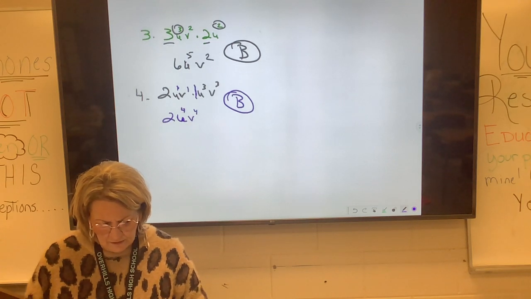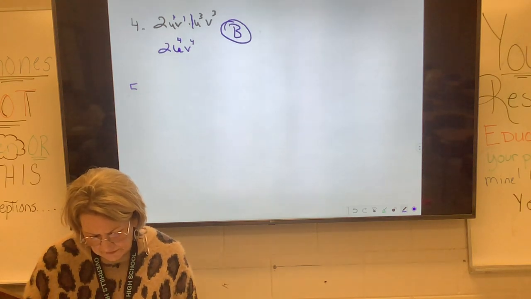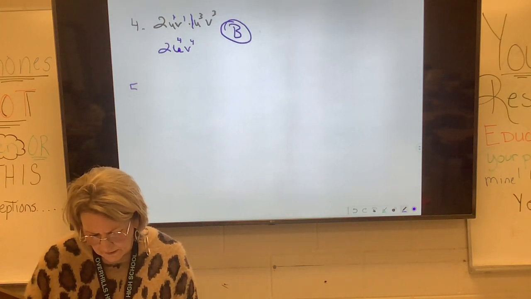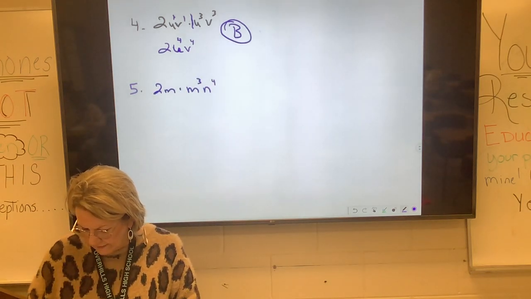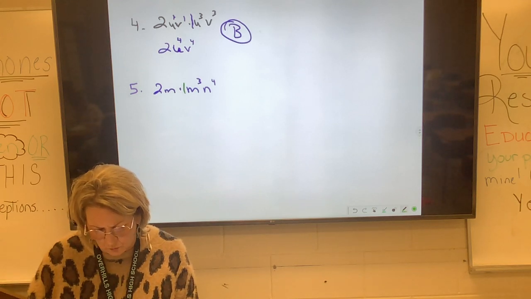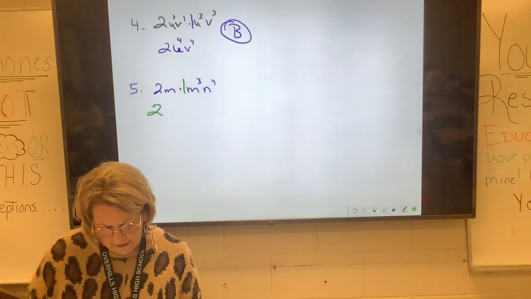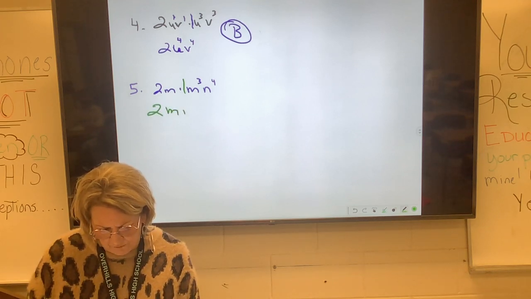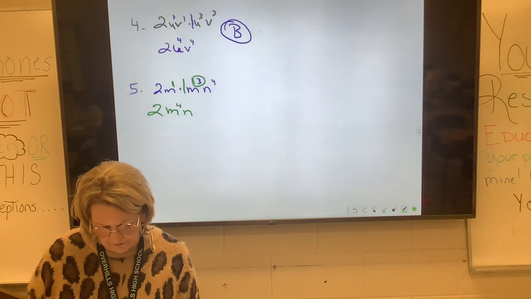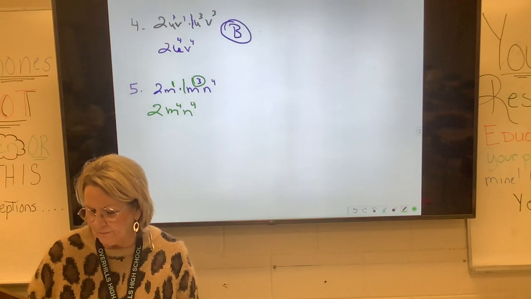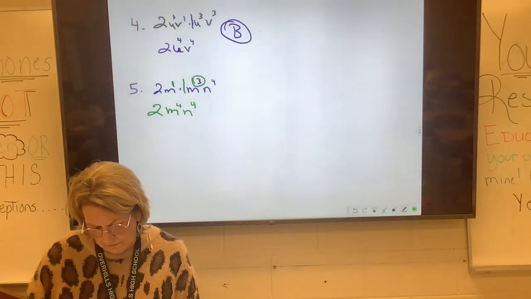Okay. Number 5: 2m times m^3n^4. Once again, on the right side, the coefficient is a 1. If there's nothing there, it's an understood 1. So 2 times 1 is 2. I'm dealing with m and n. I have 1 m here and I have 3 here, so that's m^4. N, I don't have any on the left, I only have them on the right, so I have to put the 4 with it. So that would be 2m^4n^4, which is B.